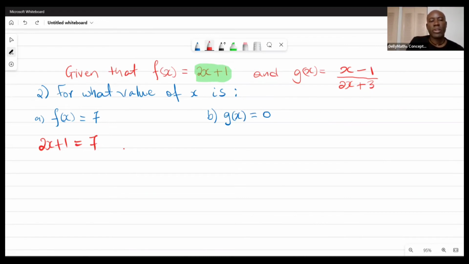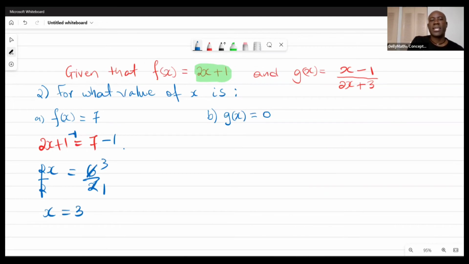At this moment, we're going to be solving for x. And we apply ourselves ordinarily. We're going to subtract 1 from both sides. Rewriting this, we have 2x, which is now equal to 6. And then we're going to divide both sides by 2. 2 into itself, 1. 2 into the 6, 3. x is equal to 3.